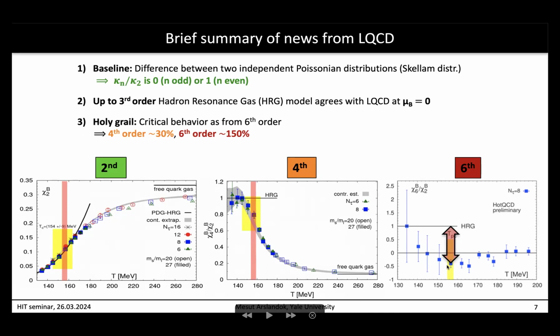Or interactions in HRG. Or interactions in HRG. So beyond the ideal HRG, just a repulsive core gives you the same negative.